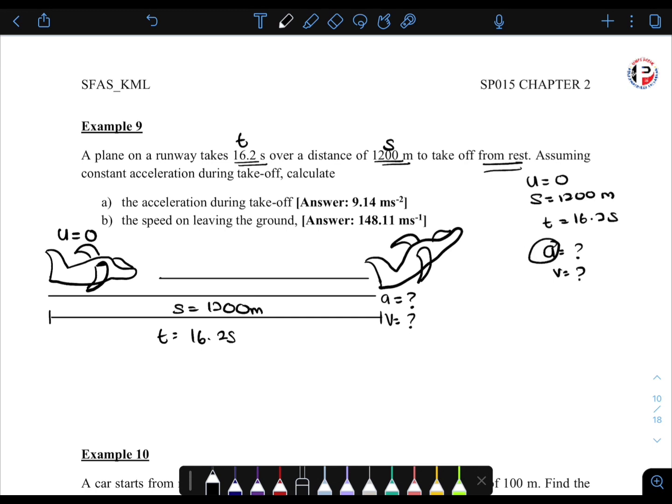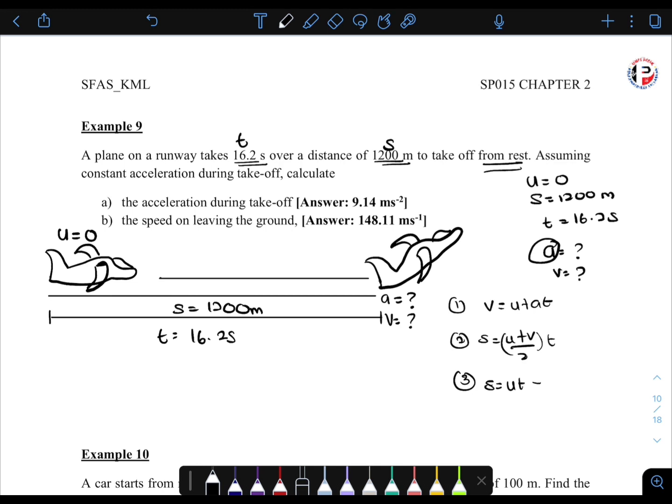Alright. So we have 3 pieces of information. We are looking for a here, acceleration. First, let us rewrite all the equations that we have learned. The first one is v is equal to u plus at. This is the first equation. The second equation is s is equal to (u plus v) over 2 multiplied by t.